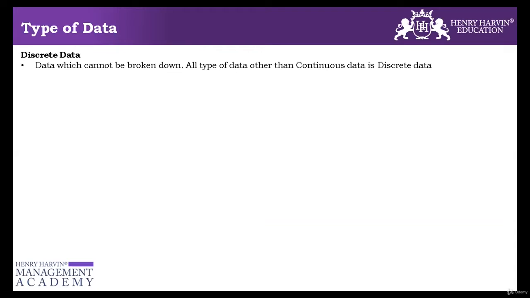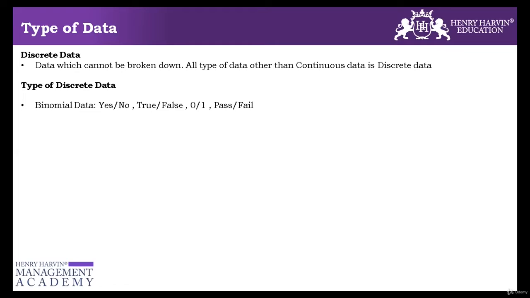Then there is discrete data. Any data which cannot be broken down further is called discrete data. All types of data other than continuous data are called discrete data. In continuous, we only have one type, which can be broken down further. But discrete is something which cannot be broken down further, and there are various types of discrete data that we should understand.